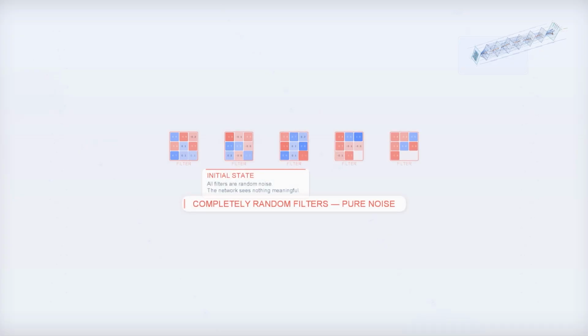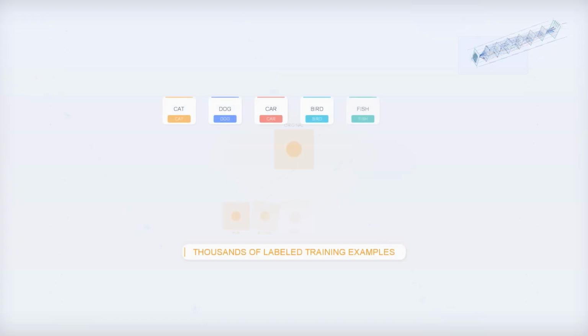It starts with completely random filters, seeing nothing useful. Like tuning a radio blindfolded, pure static at first. You show the network thousands of labeled images. Each image has a correct answer: cat, dog, car, bird. The network makes its best guess with current filters. Then it checks, was I right or was I wrong?